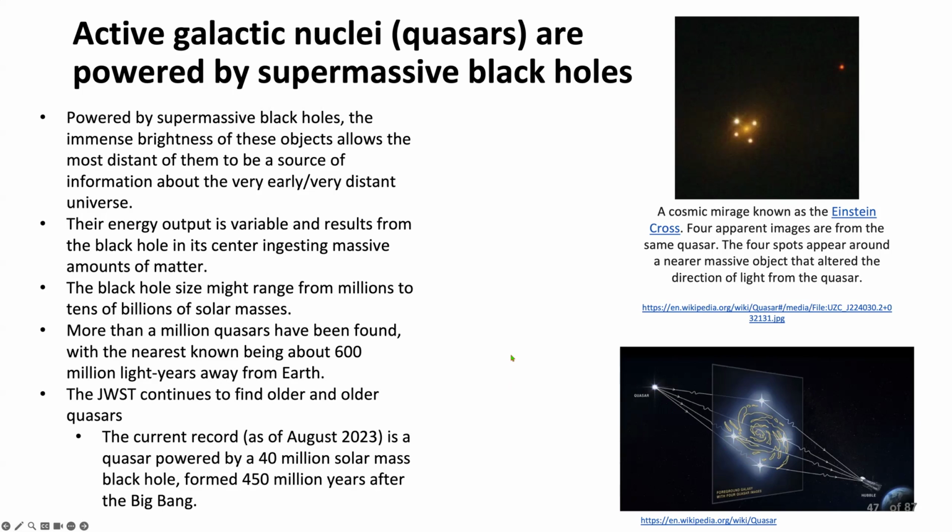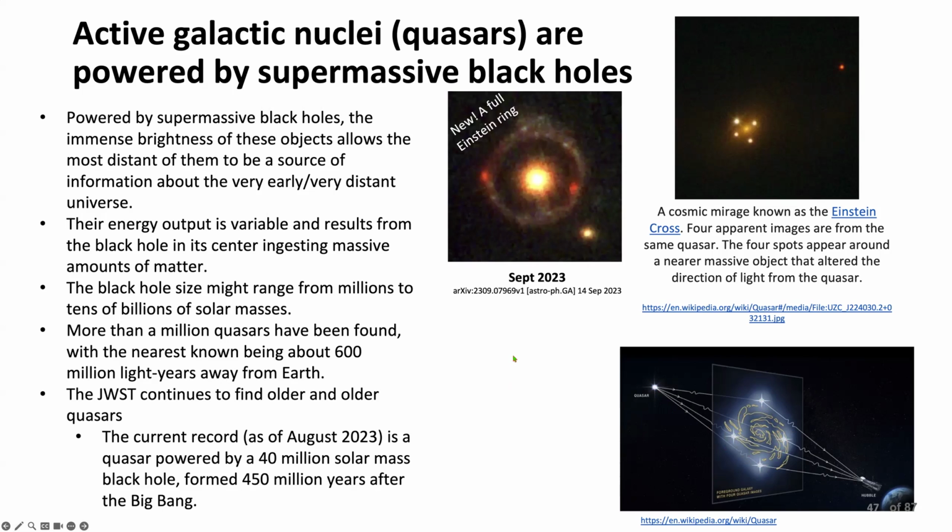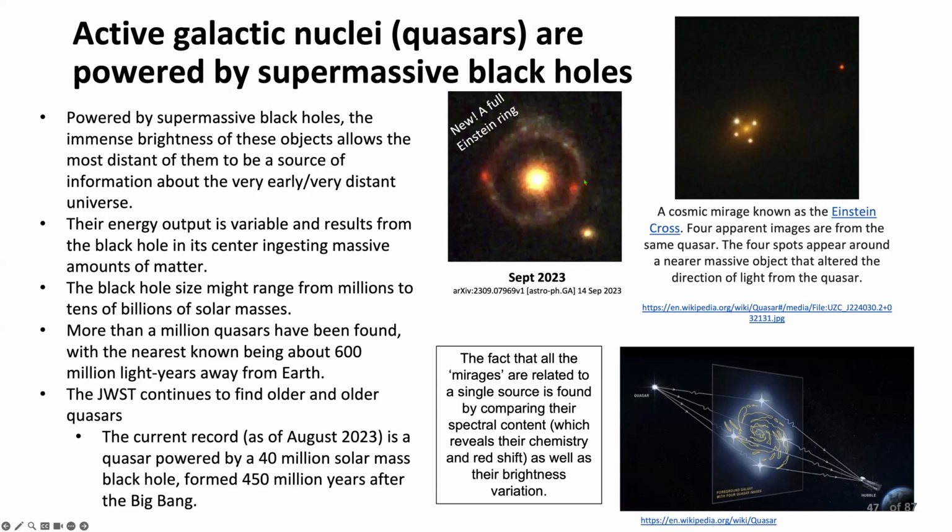Here's a case where the intervening galaxy had a nice kind of round symmetry. So we see what's called an Einstein ring instead of these spots.